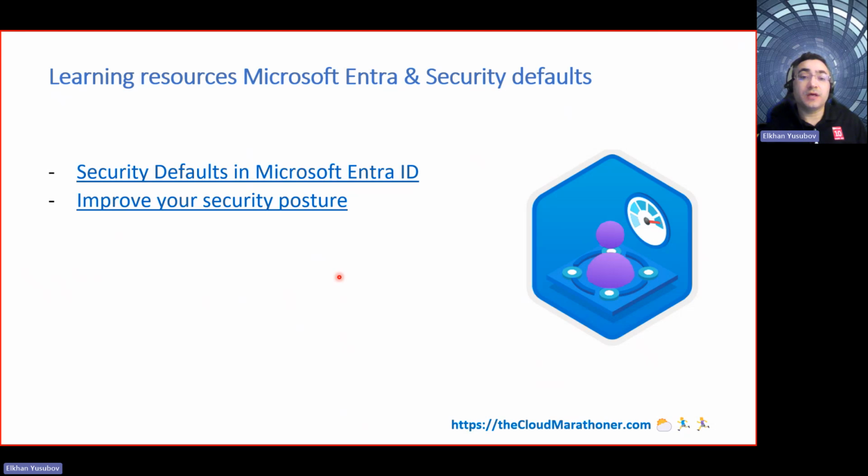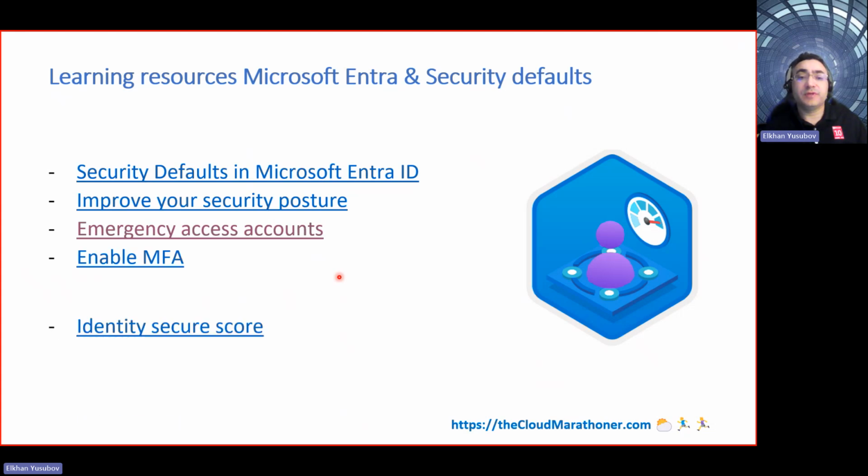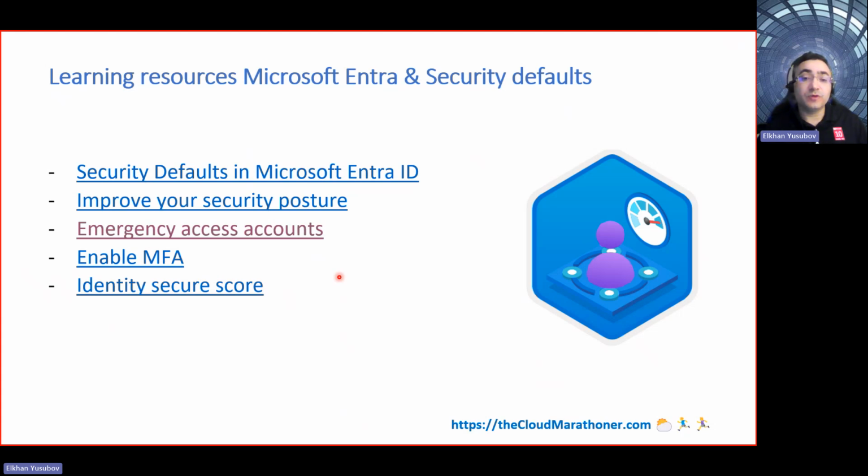Then we have emergency access accounts. If you remember, we talked about break glass accounts and what type of security settings, as well as differentiations you want to have from day-to-day usage of the accounts. Then there's enabling MFA option, and then as well as checking your identity secure score and making sure that you are improving over time. And finally, you can also read about Azure Security Benchmark. That's another very good option that you can apply to your tenant to make it better.